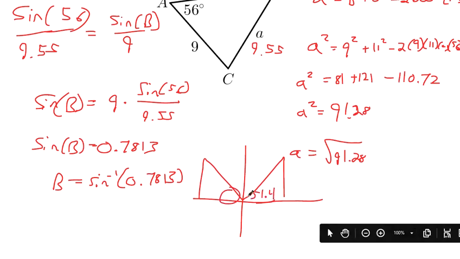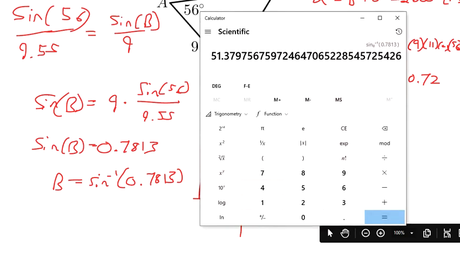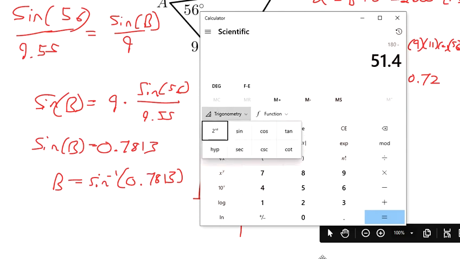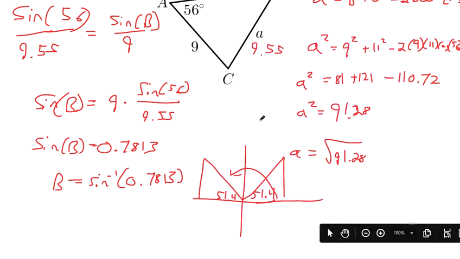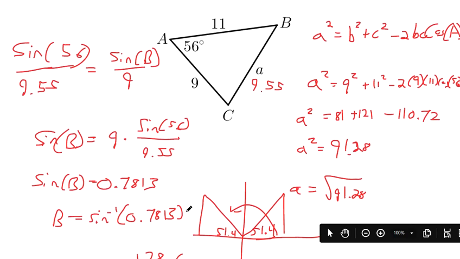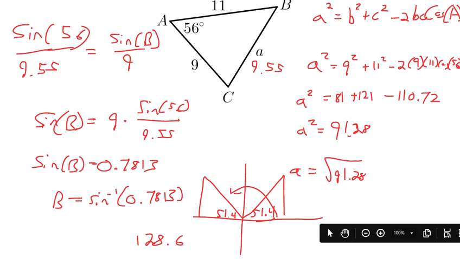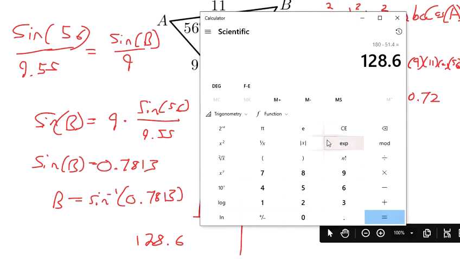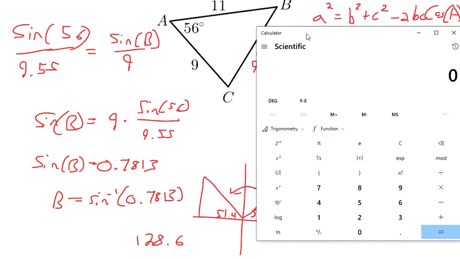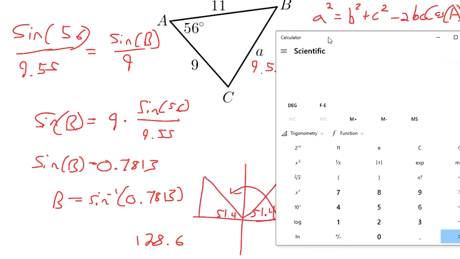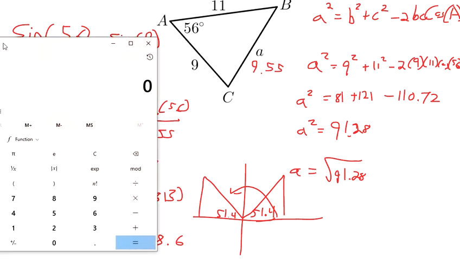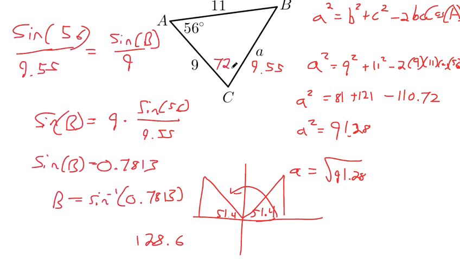So that means the reference angle is going to be 51.4, and the whole thing is 180 subtracted by 51.4. That's 128.6. There's two options for angle B. And then if you use the fact that 56 was one of our angles, 51.4 was our other one, 56 plus 51.4, and take that away from 180, that's going to leave 72.6 here.